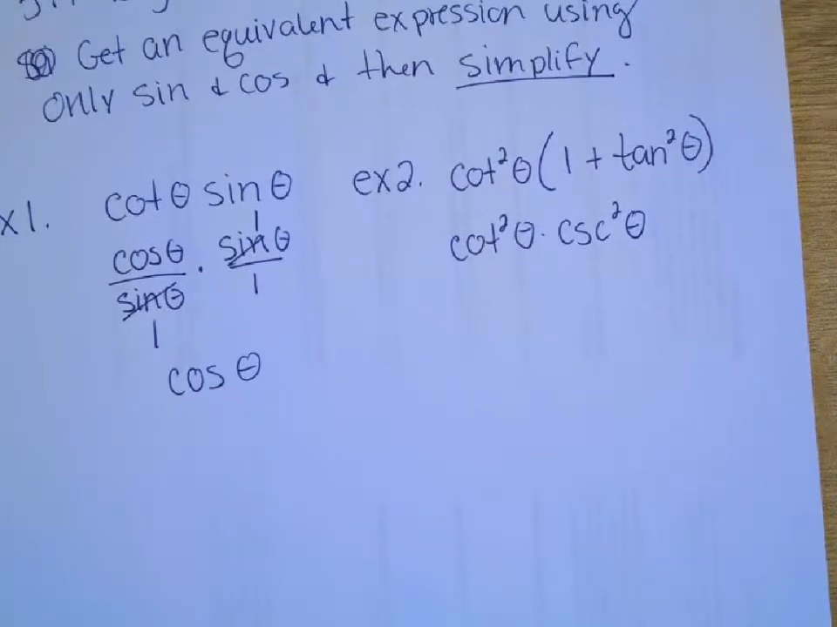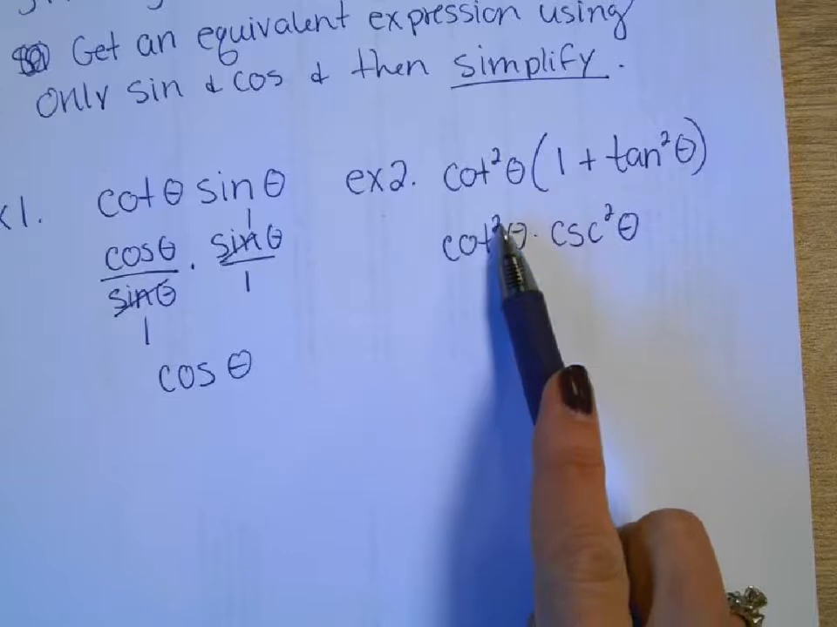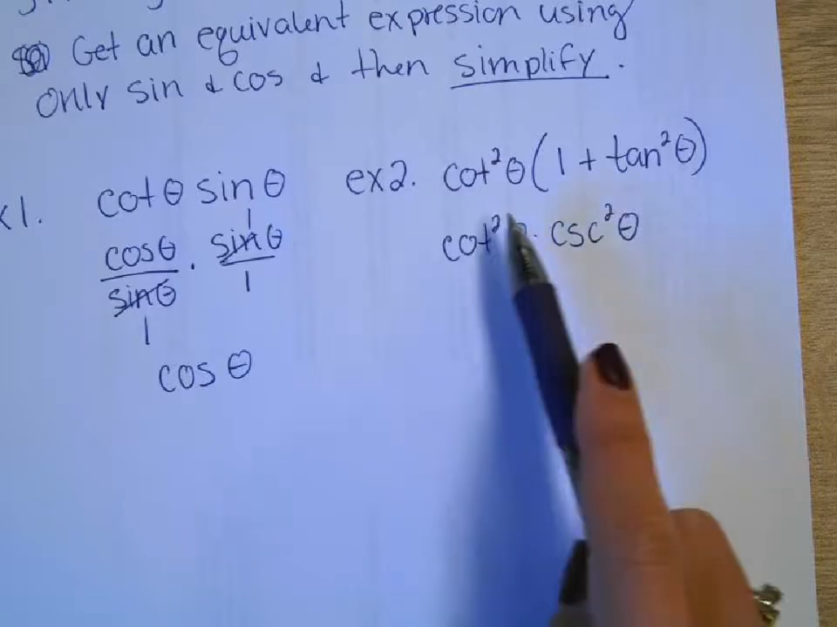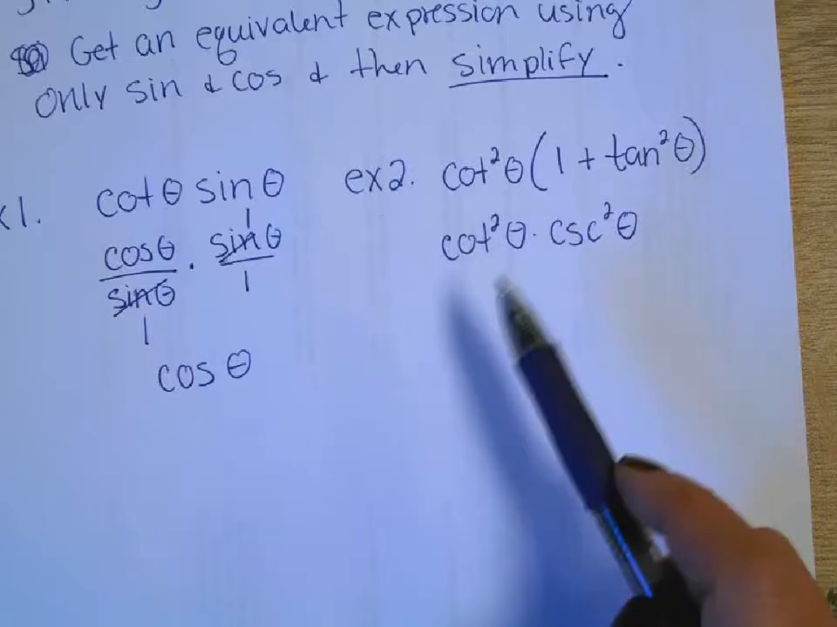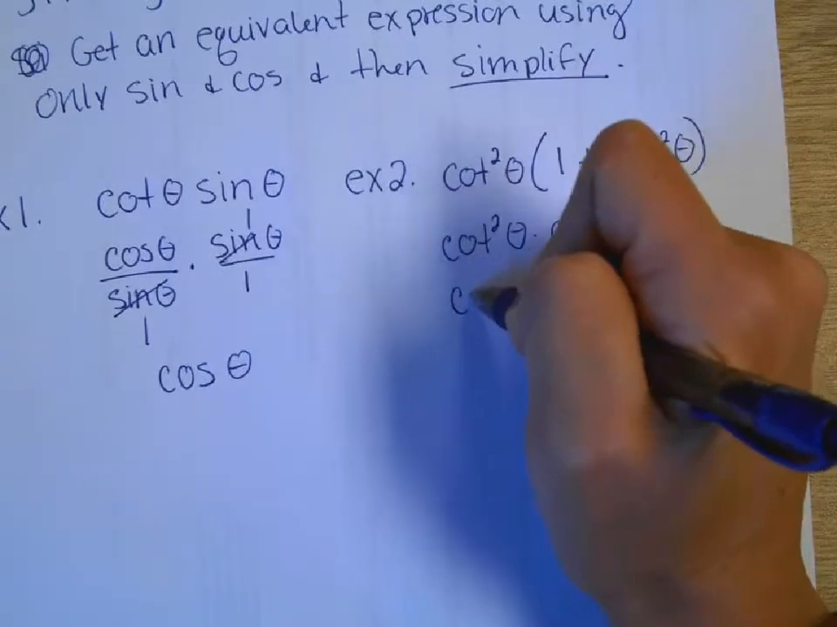Okay. Now we still did not use the trick of switch everything to sines and cosines to see if anything will cancel out. Well, if this was just cotangent without the squared, how do we rewrite cotangent? Cosine over sine. Well, because it's cotangent squared, how do you think I'm going to rewrite it? Cosine squared over sine squared. Exactly.